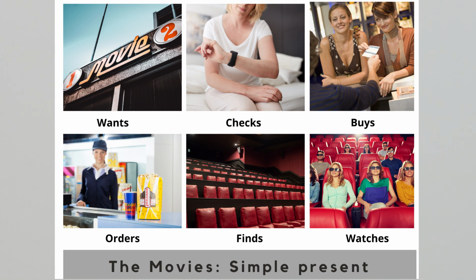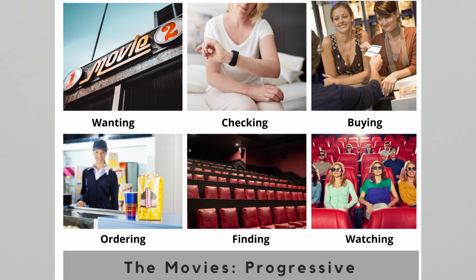Now let's tell the story of Mary at the movies as if it's happening right now. We'll tell the story in the progressive or in continuous form. Mary is wanting to go to the movies. She is checking the movie times. She is buying the movie ticket. Now she is ordering popcorn and a soda. Then she is finding her seat, and finally she is watching the movie.